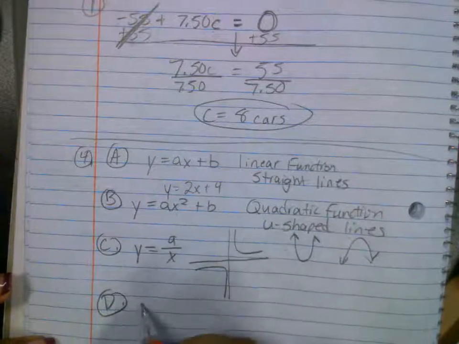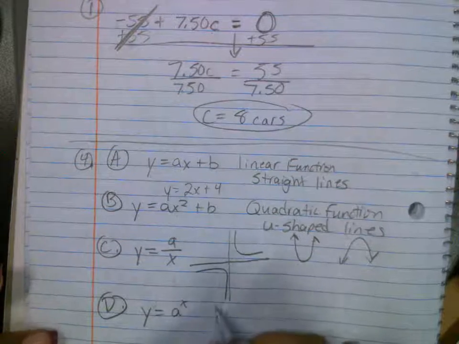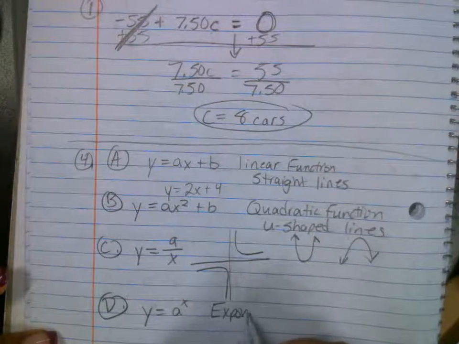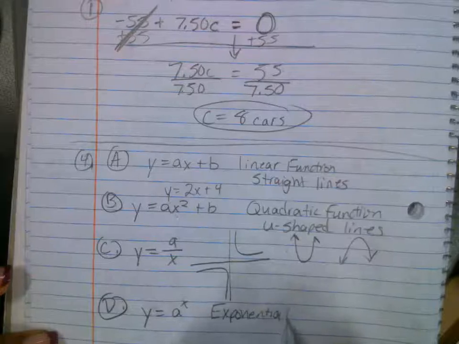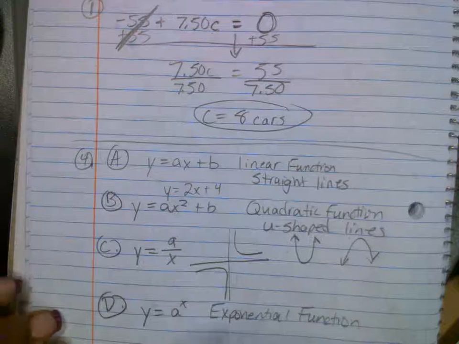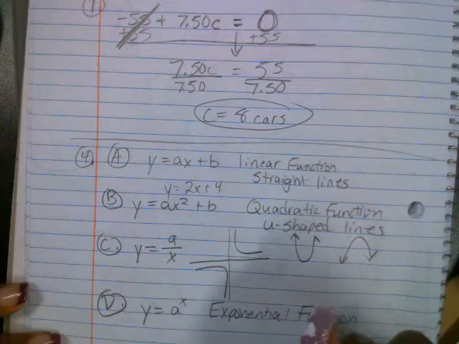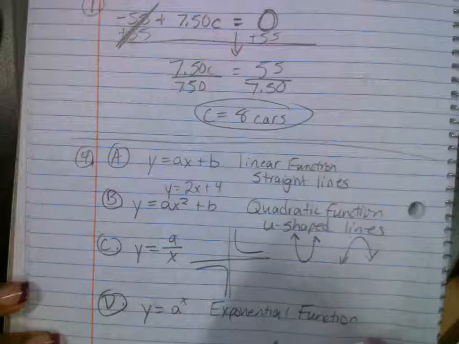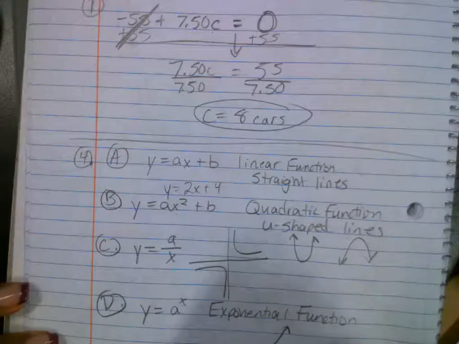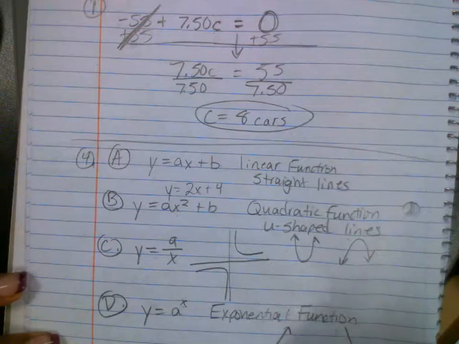And D, you have y is equal to a to the x power. This is called an exponential function. With this exponential function, x is the actual exponent, and that's going to look like this. Either it's going to increase rapidly, like a curve, a curved line going up, or it's going to be a curved line going down.